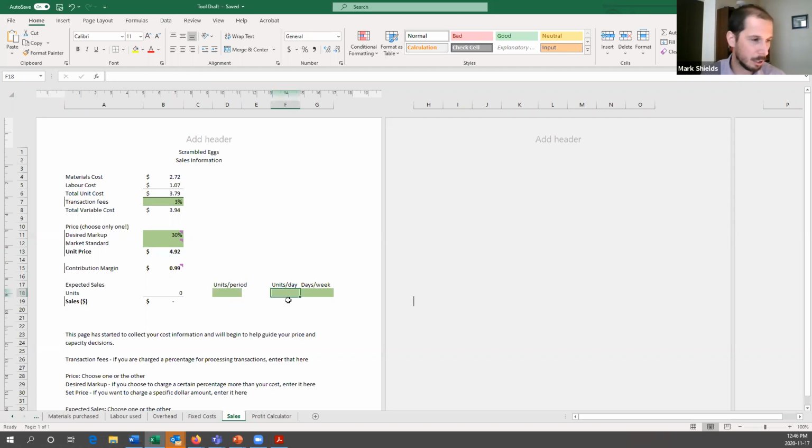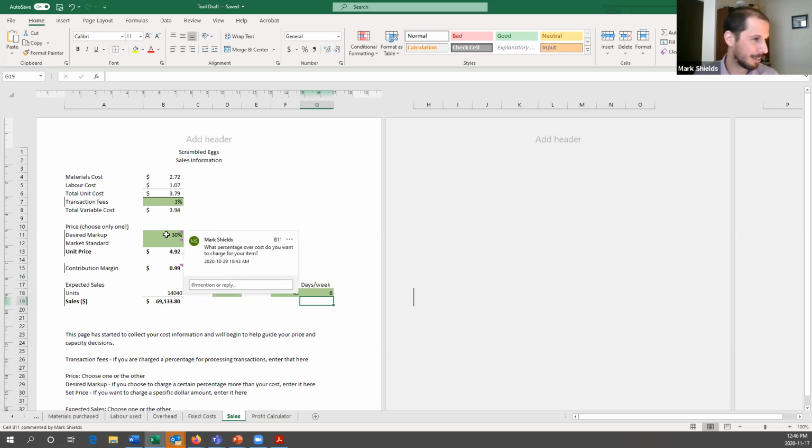If, again, you're in that retail context and it's easier to think about this on a daily basis, like our diner example, well, we can put it this way. Let's say we anticipate selling 45 scrambled eggs each day to our different customers, and we're only open 6 days a week. We're closed Monday. That means that we're going to sell a total of 14,000 plates of scrambled eggs through the year, which gives us this sales figure based on our price of $4.92.